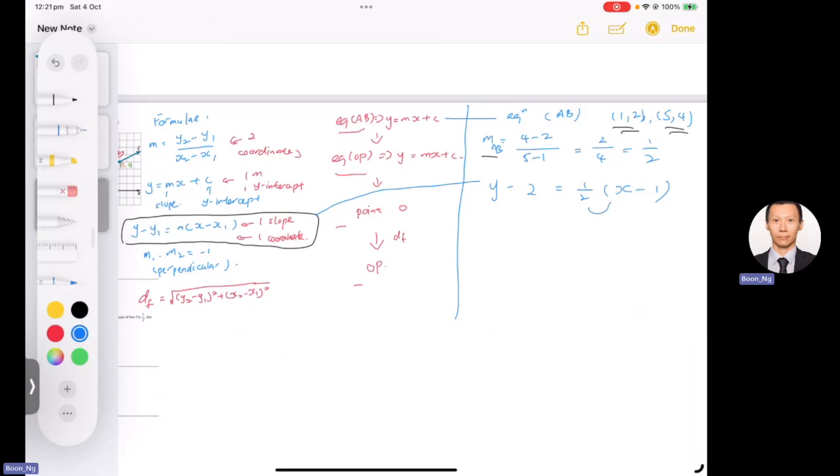So I substitute into this equation: 1 over 2 times x minus 1 over 2. Then I combine this. I move the minus 2 to the other side, and I get y equals 1 over 2 x plus 3 over 2. Let me factorize it: 1 over 2 times x plus 3. Essentially, one thing you will realize is that this is in the format of this.